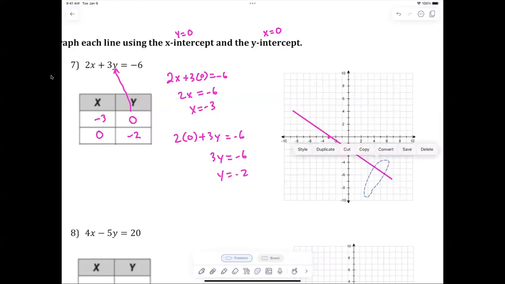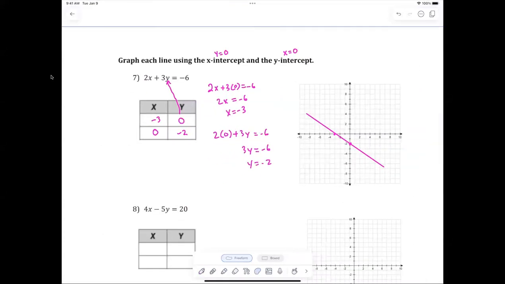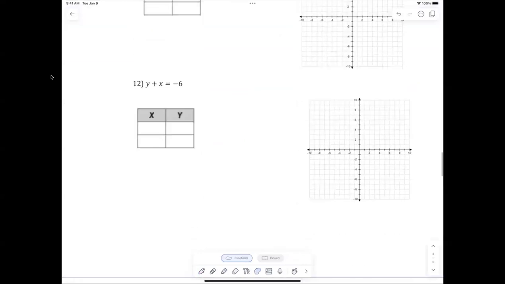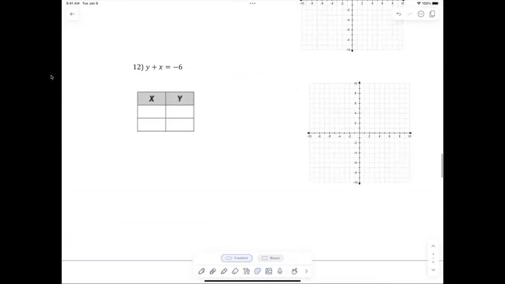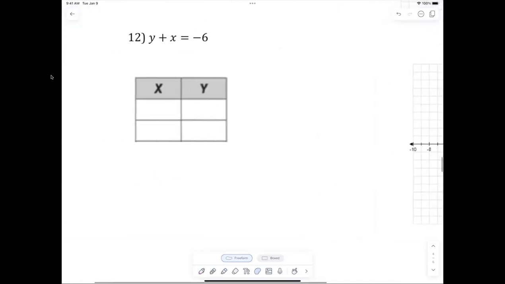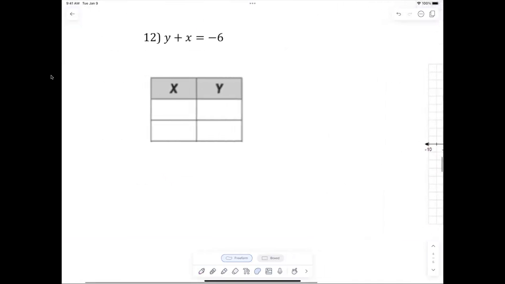You can knock those out, 8 and 9, and 10 and 11 and 12. Just to make sure, let's go do number 12 together, just so I don't give you so much homework. Let's see if we can do 12.